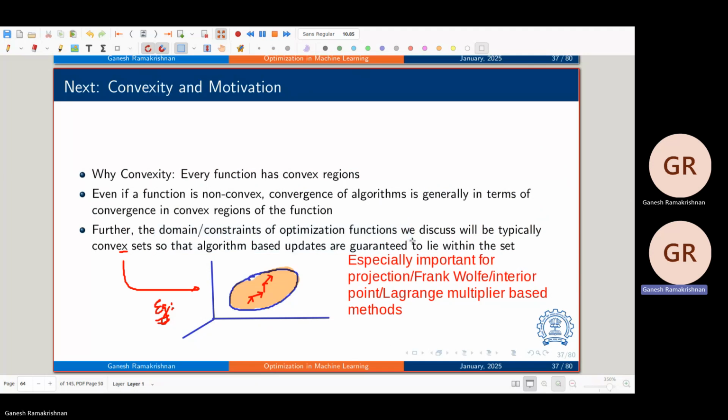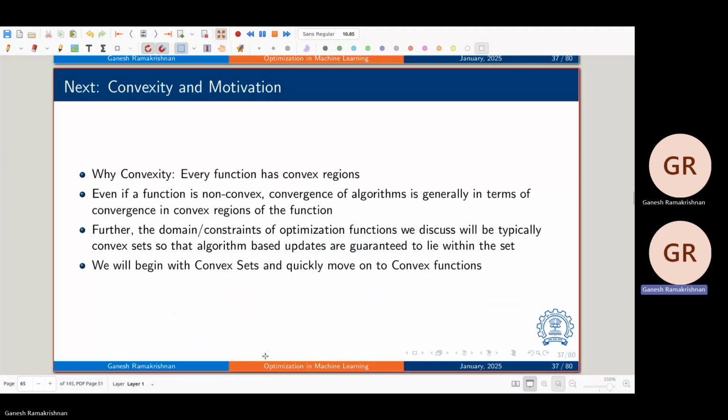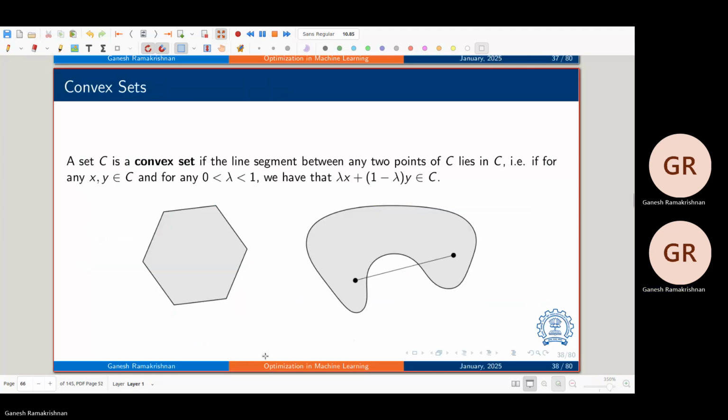And as I said, when you're looking at domains or constraints, like we already saw, the constraints are typically desirable to be convex sets. This is exactly what I showed in the previous slide, but I'm showing the projection step in isolation from the overall optimization. So we will begin with convex sets and then move to convex functions very quickly.